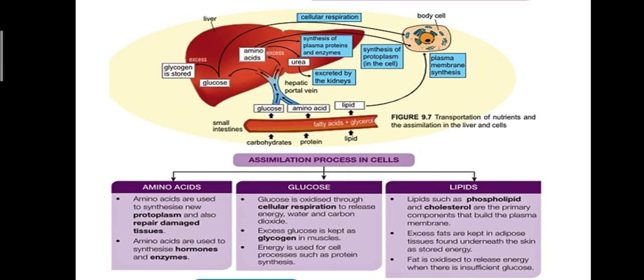The third one, lipid. Lipids such as phospholipid and cholesterol are the primary components that build the plasma membrane. Excess fat is kept in adipose tissue found underneath the skin as stored energy. Fat is oxidized to release energy when there is insufficient glucose. Alright, thank you.